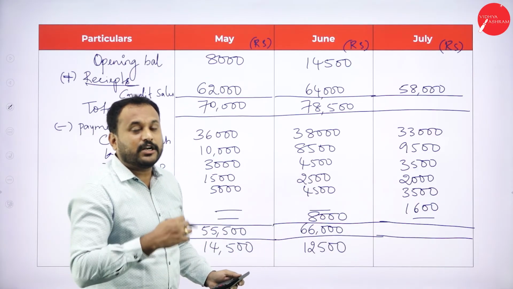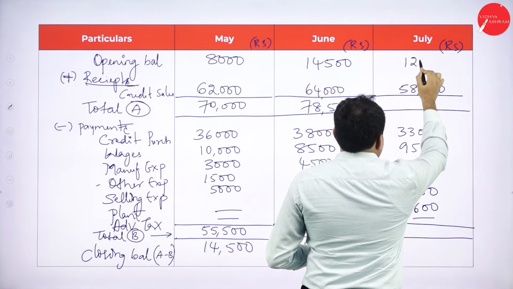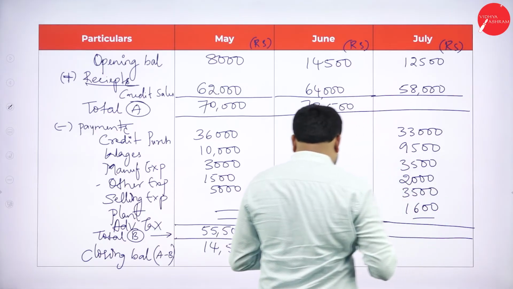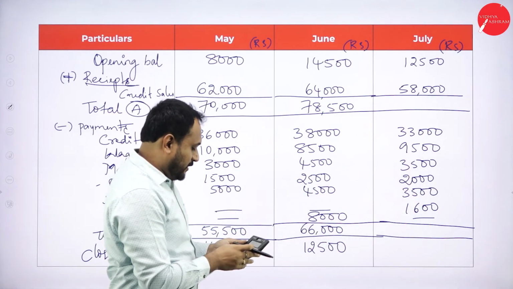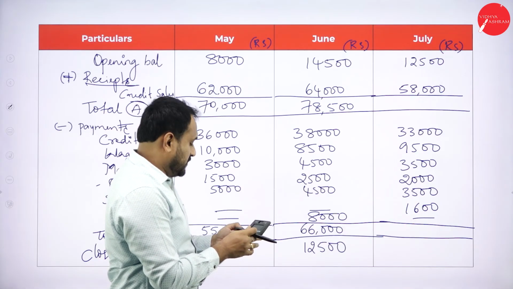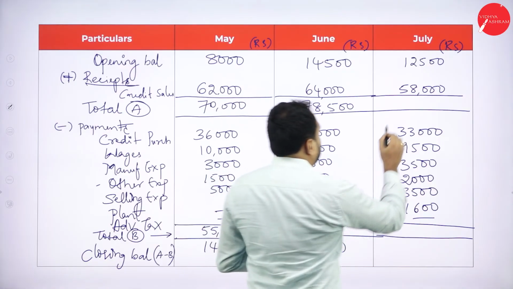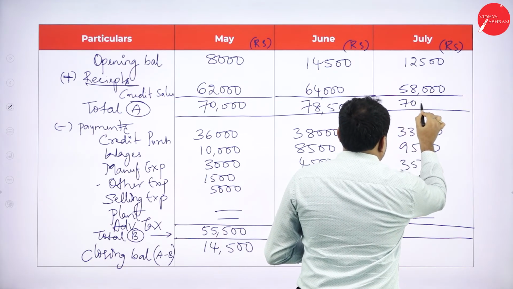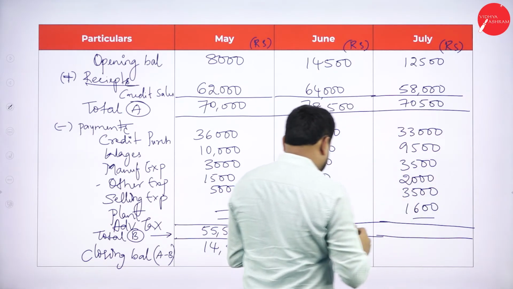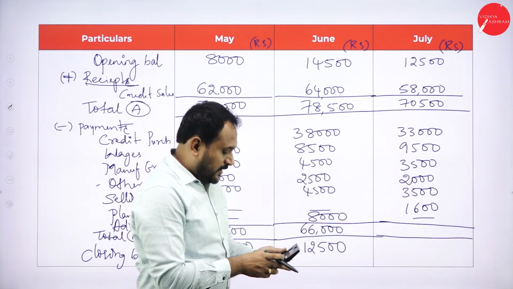So that will become what? The opening balance of July. So 12,500 here I'll write. Now this 12,500 again I need to add, 12,500 plus 58,000, that is 70,500. Now again the same way here also we need to do this.